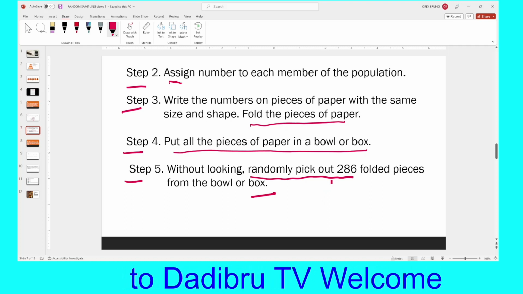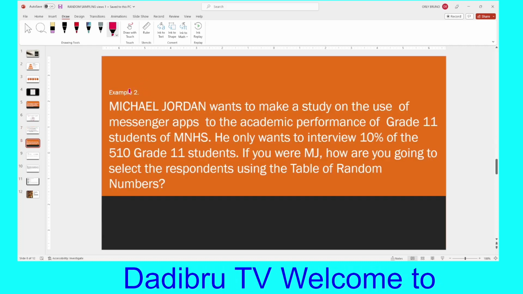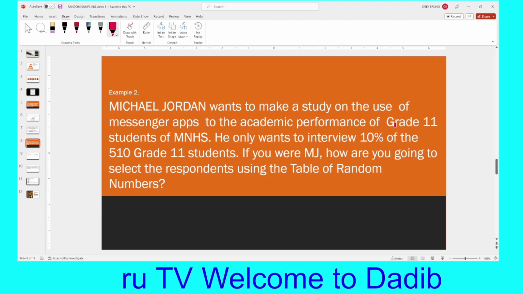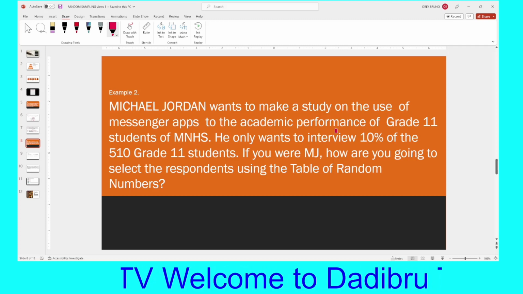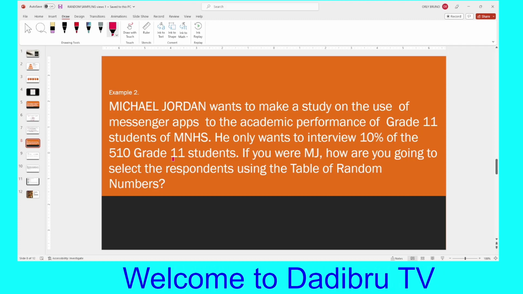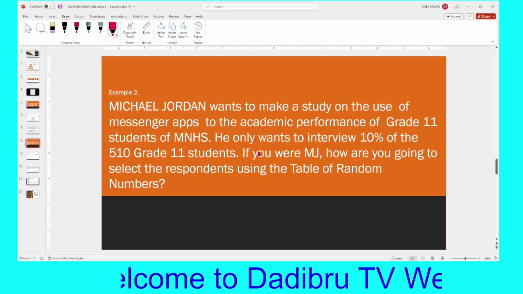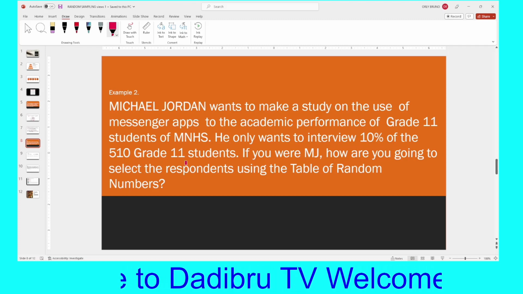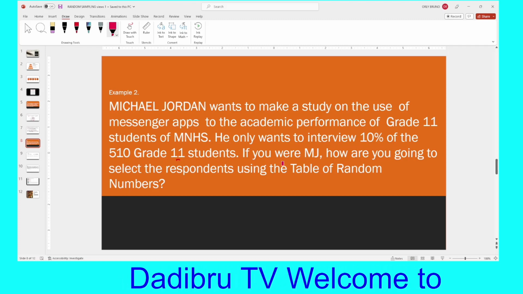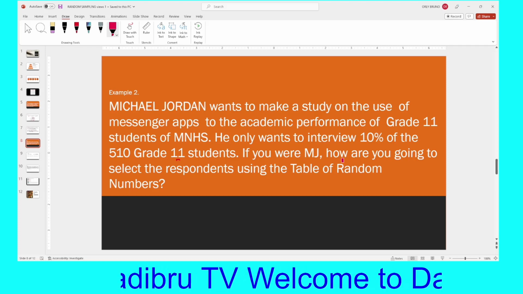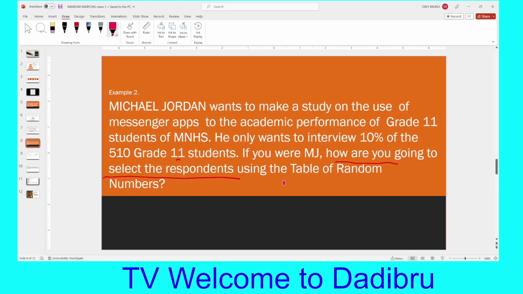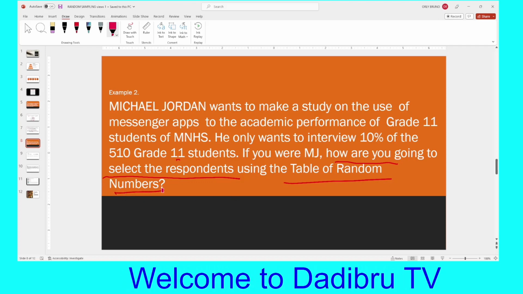Now, let's have second example. Okay, example 2. Michael Jordan wants to make a study on the use of messenger apps to the academic performance of grade 11 students on MNHS. He only wants to interview 10% of the 510 grade 11 students. If you were MJ, how are you going to select the respondents using the table of random numbers?